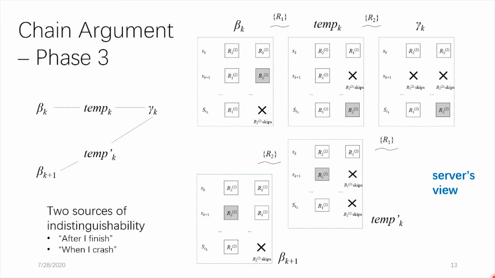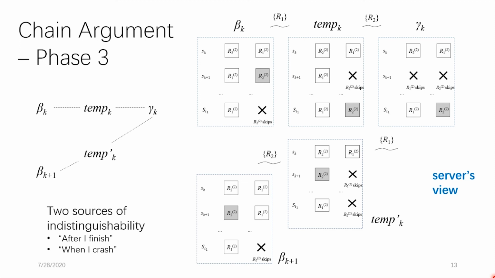Next, we explain the connecting process in more detail from the server's point of view. Our main task is to construct an execution gamma k, and we connect beta k to gamma k, and then beta k plus 1 to gamma k. In order to connect beta k and gamma k, we need another relaying execution we call temp k. The main rationale behind the construction of temp k is that we need to construct the indistinguishability between beta k and temp k, and then between temp k and gamma k.